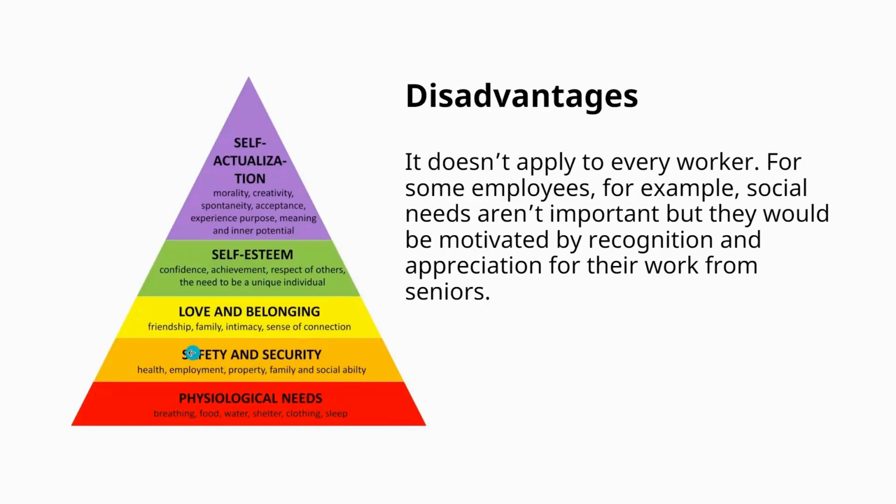Maybe the employee is on the safety and security level. Maybe they have health, employment, property, family, and social ability, or either of them. And maybe the manager is motivating them to go on to the next level, which is love and belonging. So it's the manager's task to identify what level they are on and motivate them so that they could go on to the next level of the hierarchy.